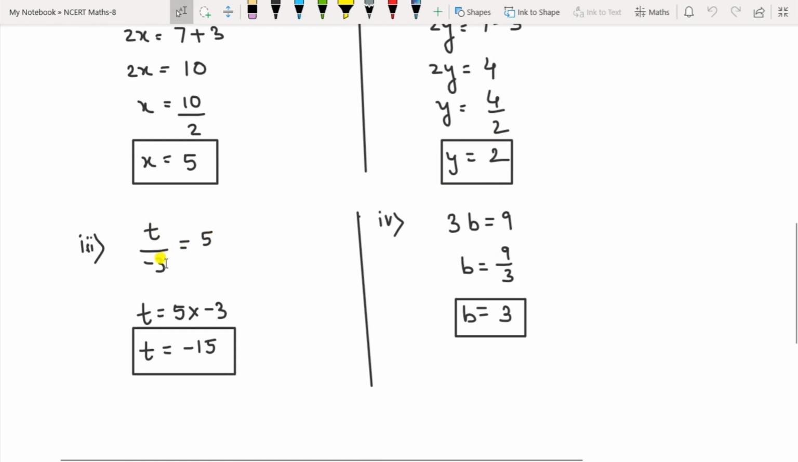Third example is t by minus 3 equal to 5. So minus 3 is in division form along with t. So when it goes to the other side, it becomes multiplication. So it will become 5 into minus 3. The value of t becomes minus 15.